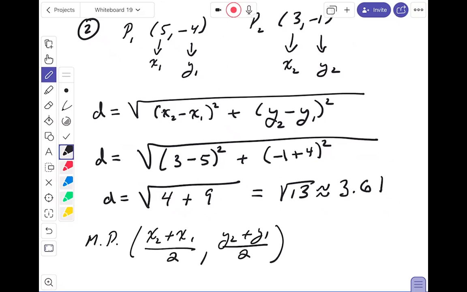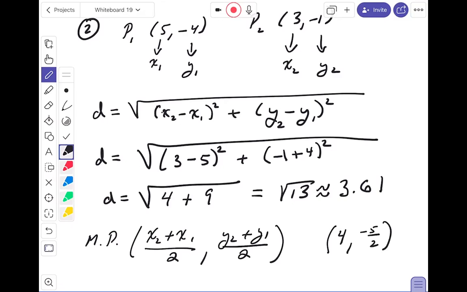So what's a midpoint going to be? Well, just add the x coordinates together. What's 5 plus 3? 8, right? And what's 8 divided by 2? 4. Look at the key later. Now I'm going to add the y coordinates together. Minus 4 minus 1 is minus 5. And when you divide that by 2, you get minus 5 over 2.